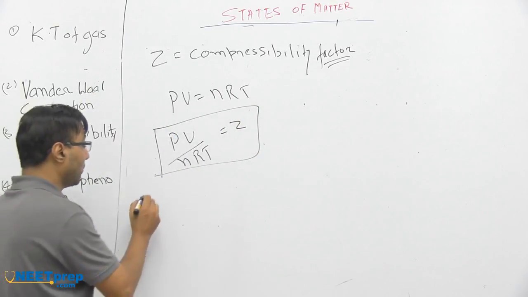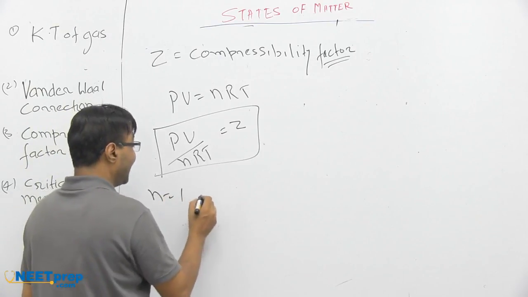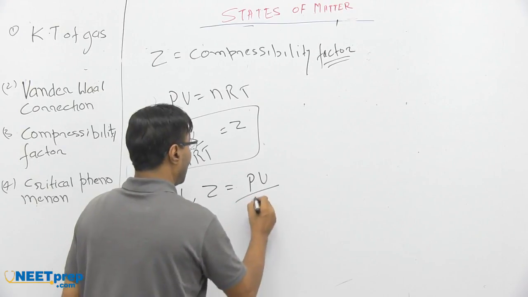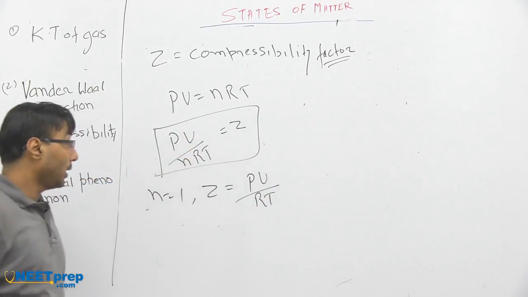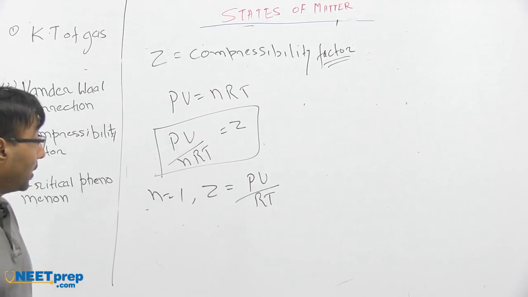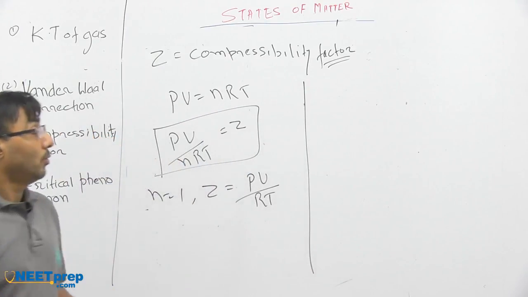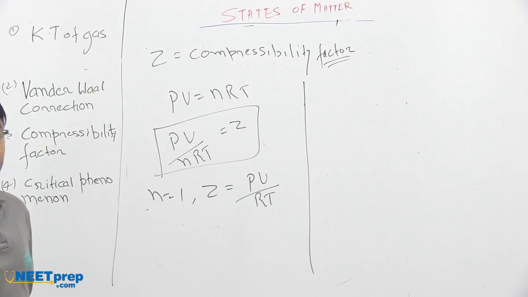When we take the value of n equal to 1, Z can be written as PV by RT. Now from here we have to go into the discussion mode.